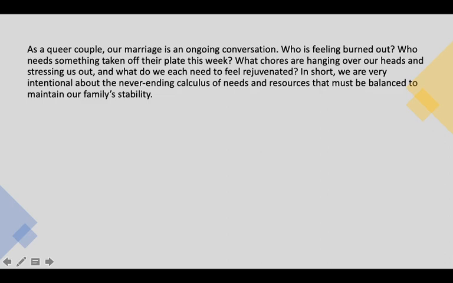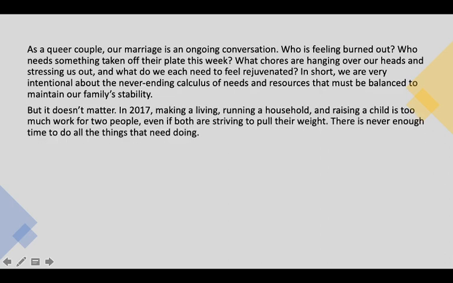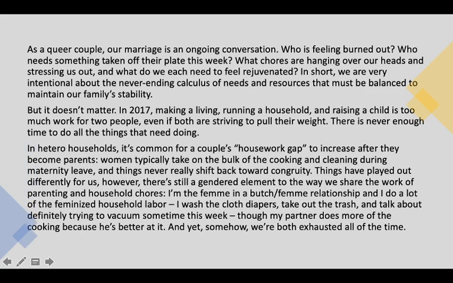In short, we are very intentional about the never-ending calculus of needs and resources that must be balanced to maintain our family's stability. But it doesn't matter. In 2017, making a living, running a household and raising children is too much work for 2 people, even if both are striving to pull their weight. There is never enough time to do all the things that need doing. In hetero households, it's common for couples' housework gap to increase after they become parents. Women typically take on the bulk of the cooking and cleaning during maternity leave, and things never really shift back towards congruity. Things have played out differently for us, however.